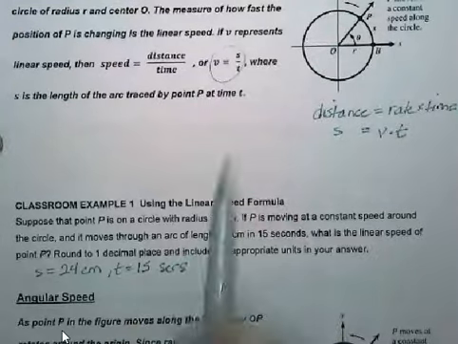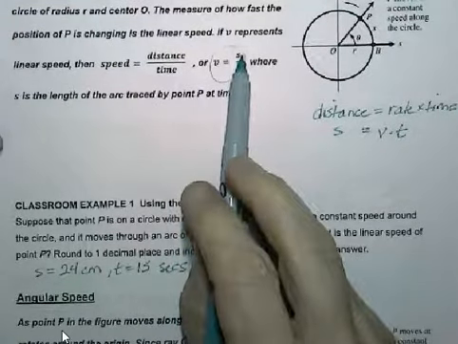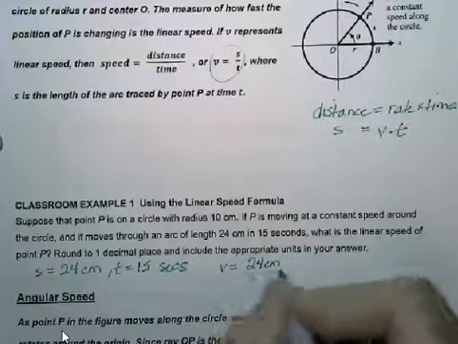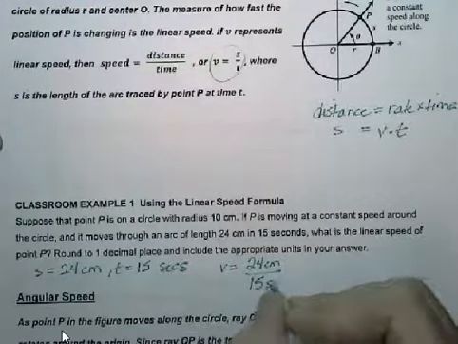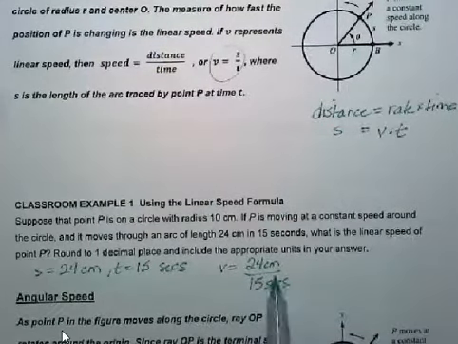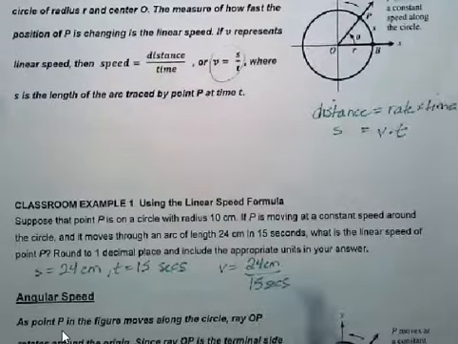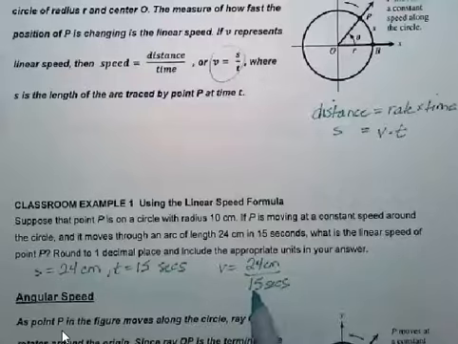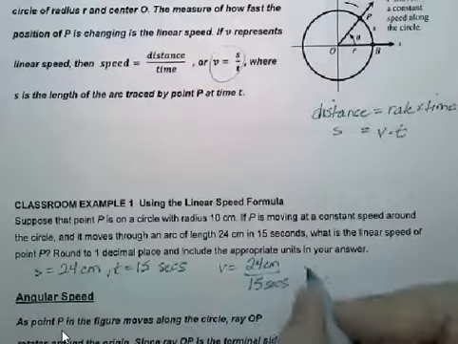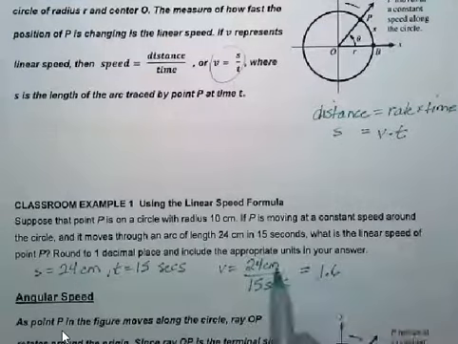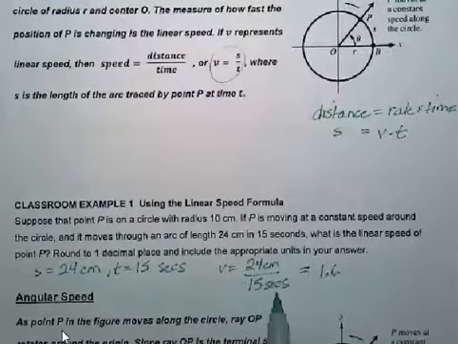All we have to do to find the linear speed is divide our distance by our time. That would be 24 centimeters divided by 15 seconds. And these problems were a little bit picky about including the units. If you include the units when you're using the formula, then you'll have them there to put in your final answer. If we divide 24 by 15 and round that to one decimal place, we get 1.6. And then our units is going to be centimeters per second.